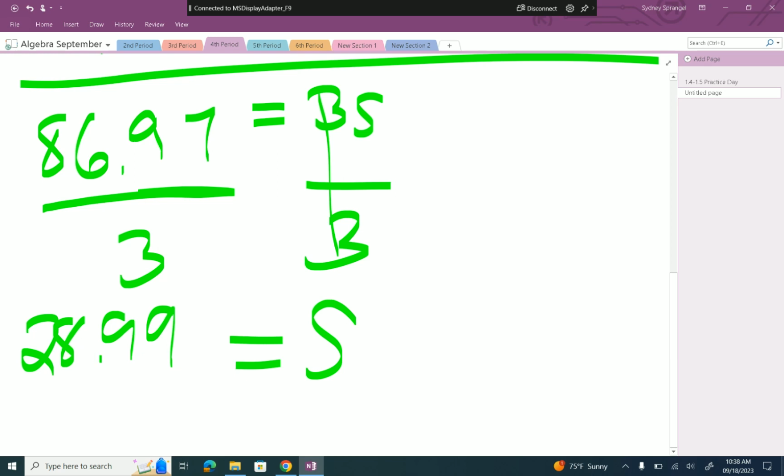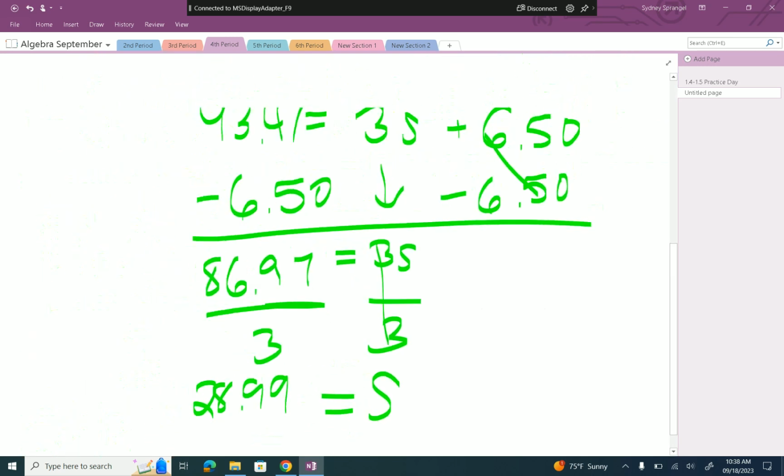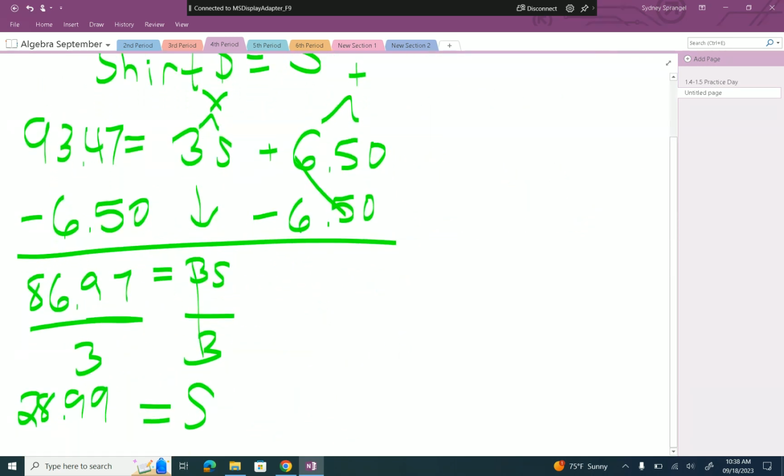So what does the 28.99 mean in this context? If 3 s's was 3 shirts, what's 1 s? Shirt. So 1 shirt is $28.99. Everybody good with that?